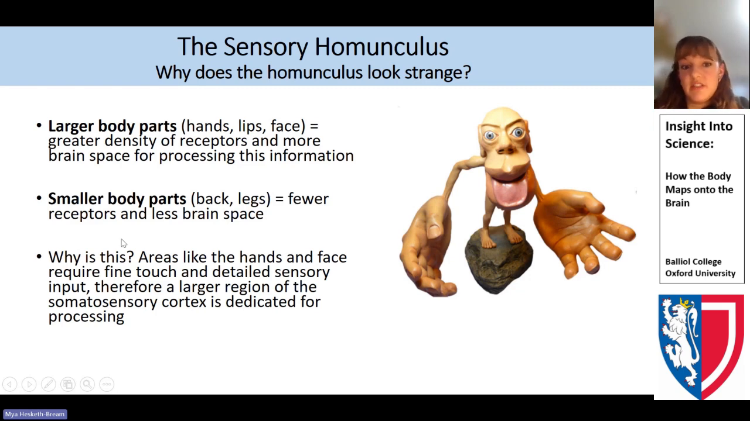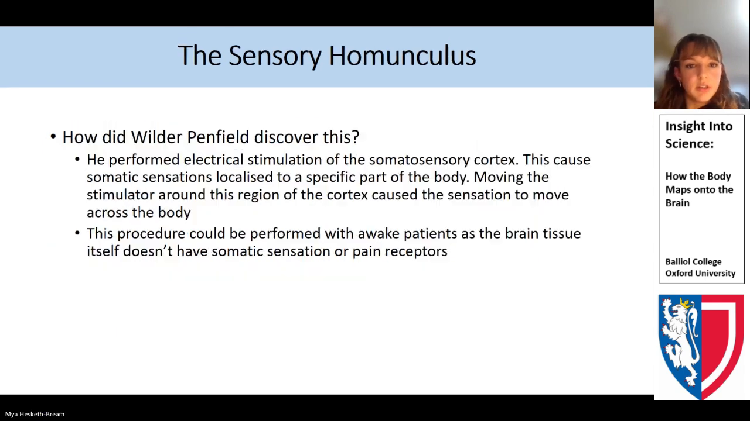It kind of is intuitive, it makes sense. We explore our world with our hands, so we need to be able to pick up as much information from our hands as possible. It's not like you go around exploring the world with your back or your leg or something, so you need a lot of brain space to process that information. And the same with your face. The face is obviously very important, it's protecting your brain, so you need to be able to detect and process if things are touching the face.